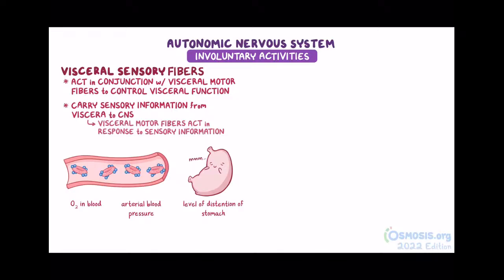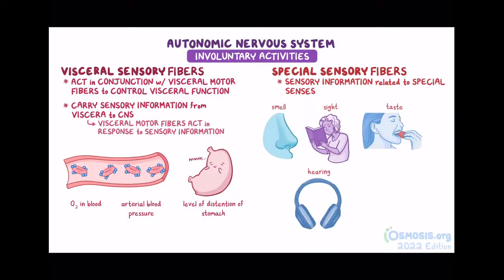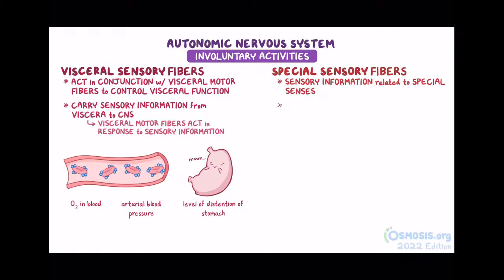Now, there is also a unique set of sensory neurons we want to mention called special sensory fibers, which relay sensory information related to our special senses, such as smell, sight, taste, hearing, and balance, back to the CNS for interpretation. These fibers are not really classified as part of the somatic or autonomic nervous system.